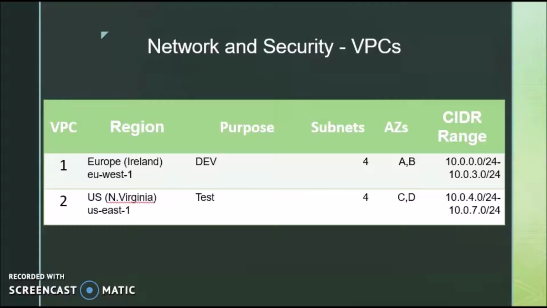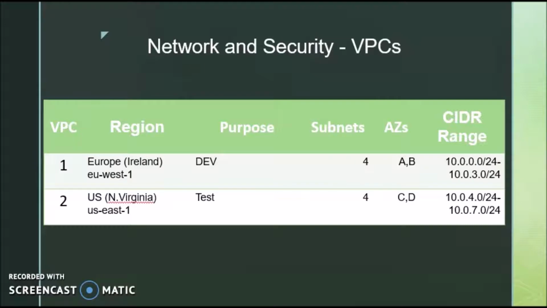Okay. So each region would have a certain number of networks and IP addresses. Virtual Private Cloud 1 is in Europe and it's for developers. It has 4 subnets and the availability zones are A and B. And this is because there are private and public ones for each availability zone. The CIDR ranges are from 10.0.0.0/24 to 10.0.30.0/24, and the second virtual private cloud is in the US, and it's for testing purposes.